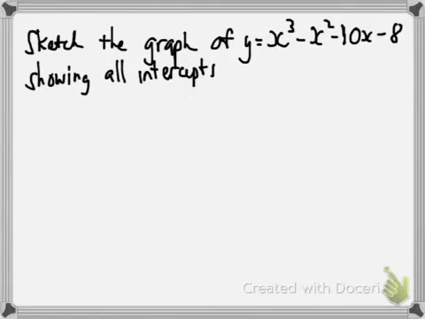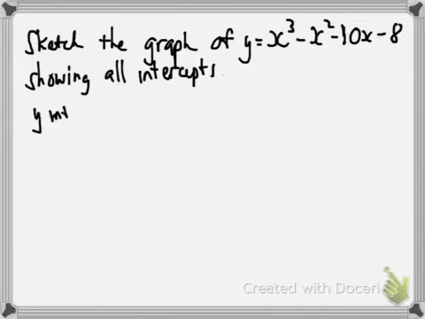Alright, sketch the graph of y equals x cubed minus x squared minus 10x minus 8, showing all intercepts. Note that at the moment we're not finding turning points. We'll do that when we get to differential calculus. Alright, so good thing about this question, it incorporates a lot of the stuff we've done so far this year. So, graphing to find y-intercepts make x equals 0, to find x-intercepts make y equals 0. We're going to have to do some factorizing and some other things here. So let's start off by finding the easy one.